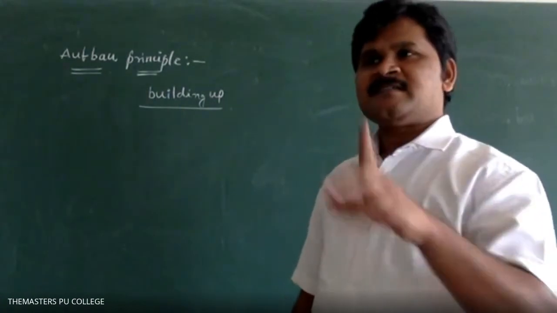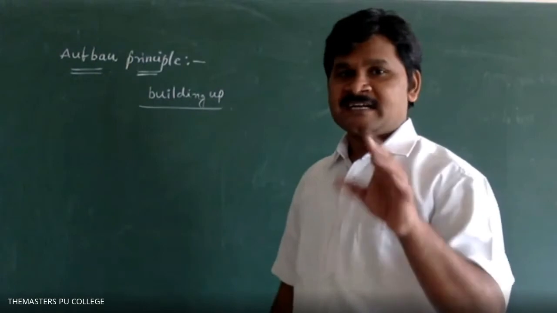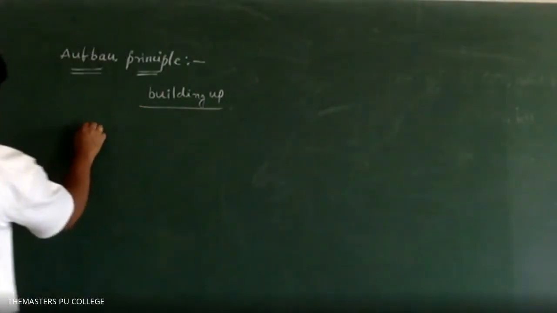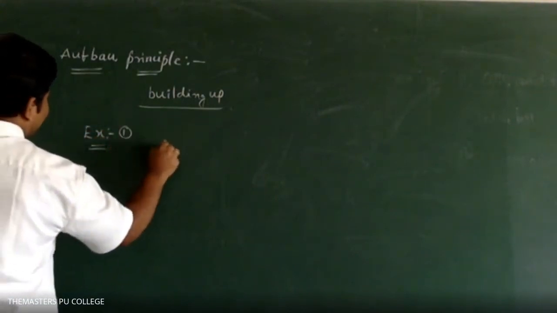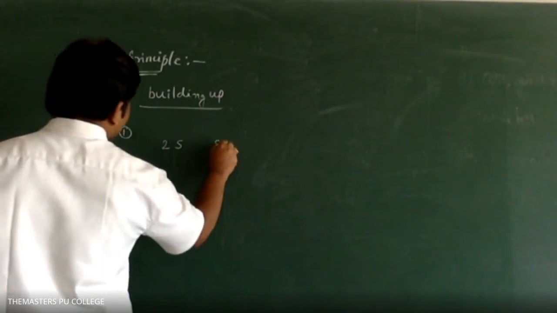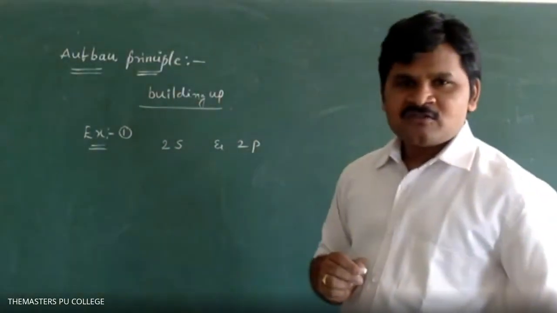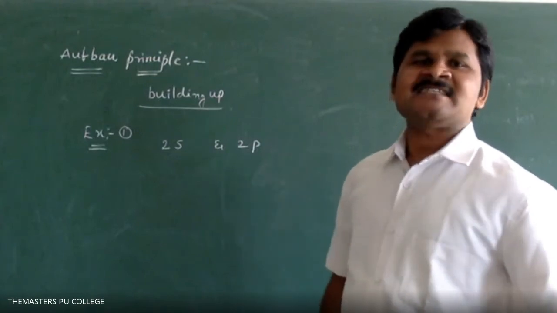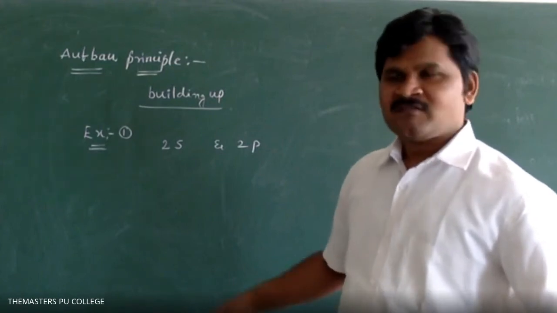Please remember, here I want to discuss one or two examples with you in detail. Try to understand, easy only. First example: I have 2s and 2p orbitals. In these 2s and 2p orbitals, which has the least energy and which has the highest energy? Now I have to explain.